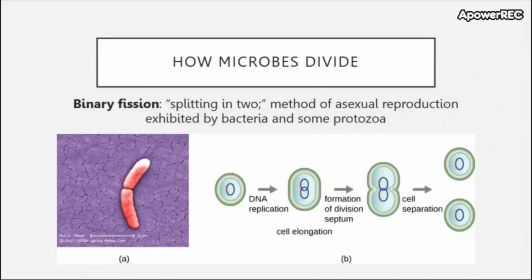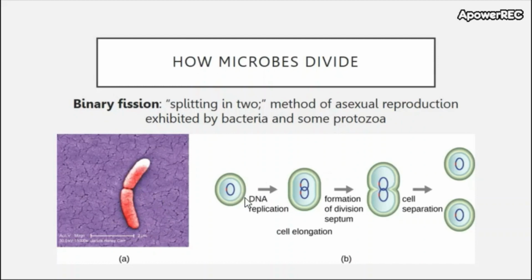So let's take a look at what replication looks like for a bacterial cell. So bacterial cells replicate through binary fission, which is the splitting in two, essentially. So here we see this bacterium. It used to be one, and then it's split into two different ones.